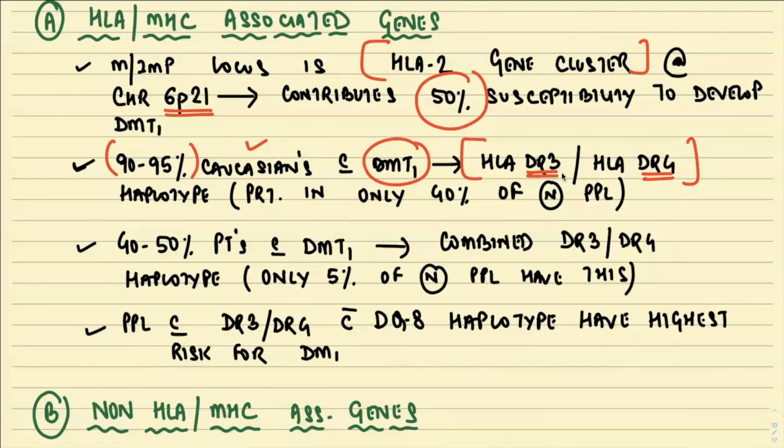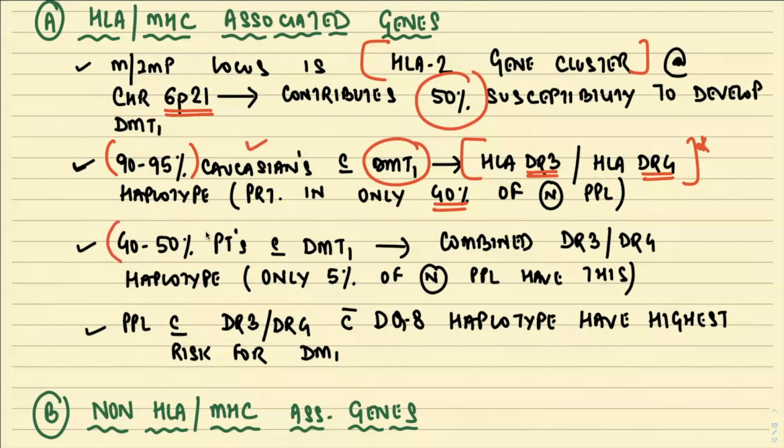Normally this haplotype is present in just 40% of the normal people. But 90 to 95% of Caucasians with type 1 diabetes mellitus were having the HLA-DR3, DR4 haplotype. That means this particular haplotype has some association with the development of type 1 diabetes mellitus. Just this much is enough. You have to write this point.